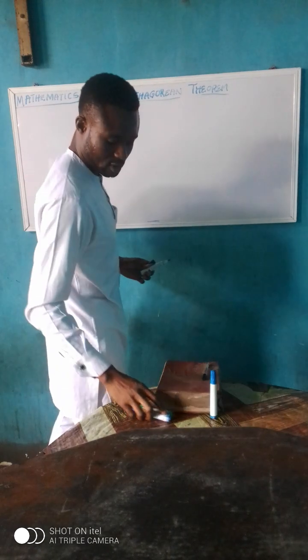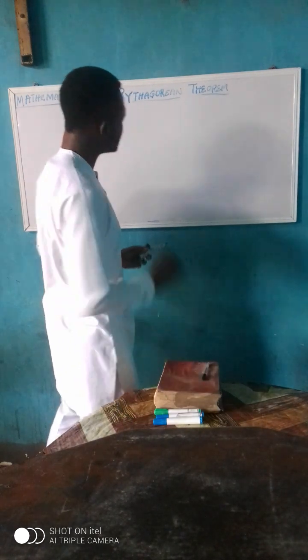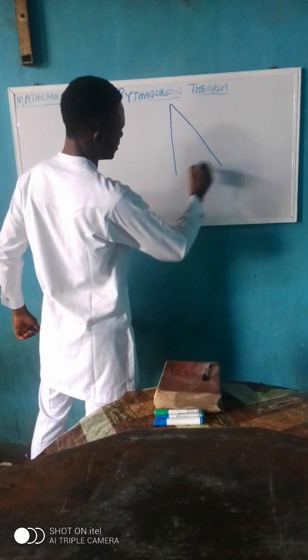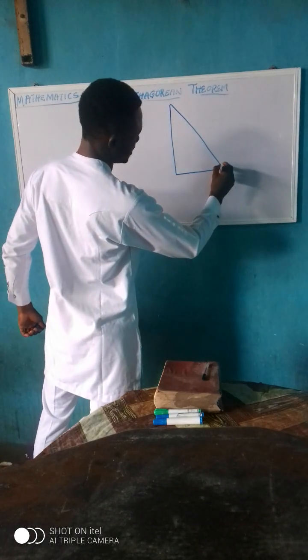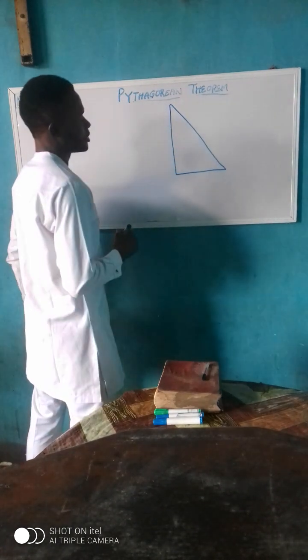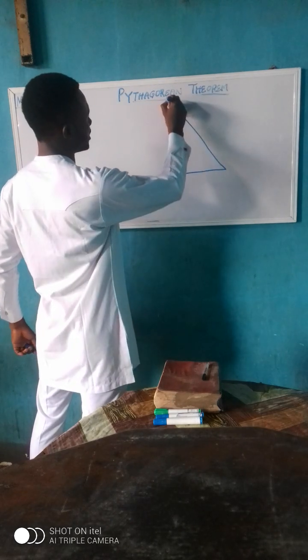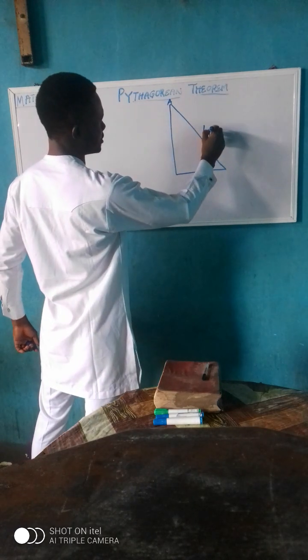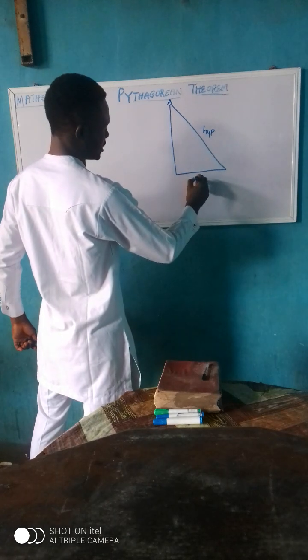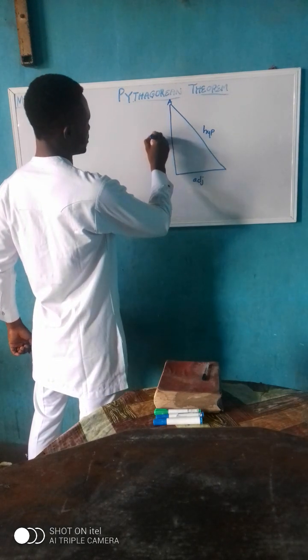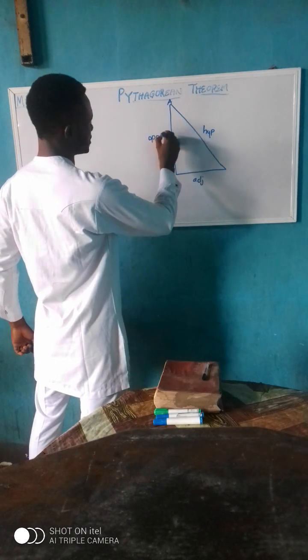When we have something like this, a right angle triangle, the longest part, which is this part, is known as the hypotenuse, and this other side is known as the adjacent. This other side is known as the opposite.